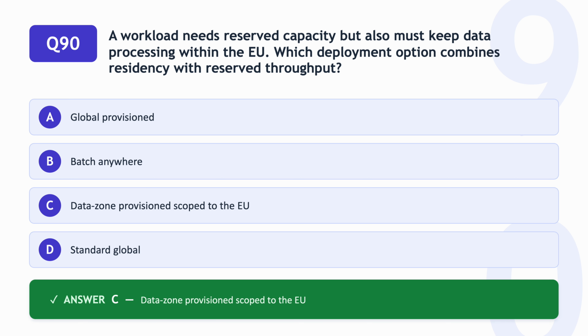Correct answer, C. Data zone provisioned scoped to the EU. Why C is correct? The workload requires both reserved capacity, which points to provisioned throughput, and EU data residency processing requirements, which points to a data zone deployment scoped to the EU. Combining these requirements leads to a data zone provisioned deployment, which provides reserved throughput while ensuring processing stays within the required geographic boundary. Microsoft supports both data zone deployments for geographic residency such as EU or US, and provisioned throughput, reserved capacity with predictable performance.